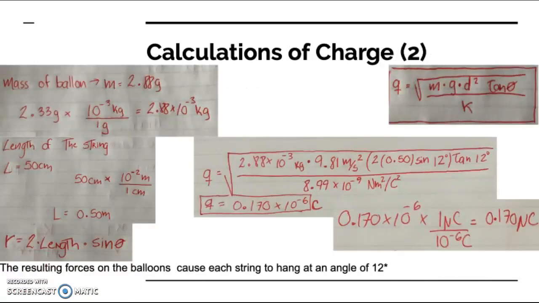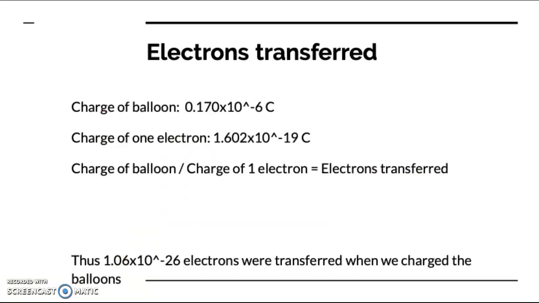Here we show our unit conversion that we needed to use in order to solve for Q. The final value of the charge was found to be 0.170 times 10 to the negative 6 coulomb. We took the final charge of our balloon in coulombs and divided that by the charge of 1 electron to get the amount of electrons transferred between the two balloons, which would be 1.06 times 10 to the negative 26 electrons transferred when we charged the balloons.